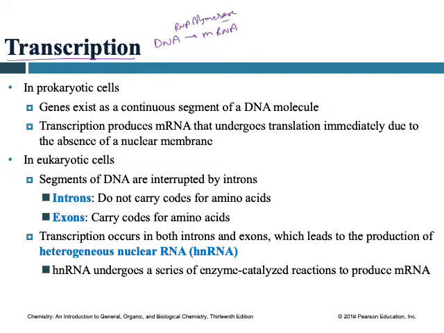There are two types of cells called prokaryotic cells and eukaryotic cells. We're going to talk about only eukaryotic cells in this chapter, and eukaryotic cells belong to humans, or mostly the living organisms that we have, basically humans. So in humans, the segments of the DNA are interrupted by introns. Let's say this is a DNA segment, and it has the information that the cells need.